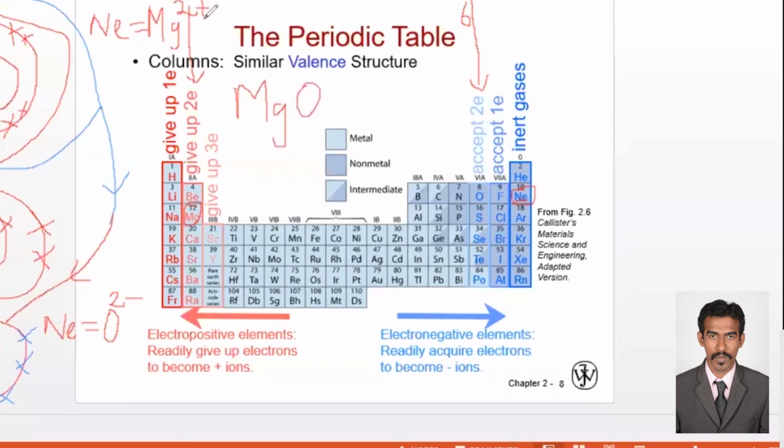right? So this 2 plus and this 2 minus will cancel out, to become 0. This is not actually a mathematical numerical system. I'm just saying it in a way that you can understand easily, right? So this 2 plus and this 2 minus make 0, so MgO, right? So this MgO is now stable, right? Very stable. Why? Because it achieved the electron status of neon, right?